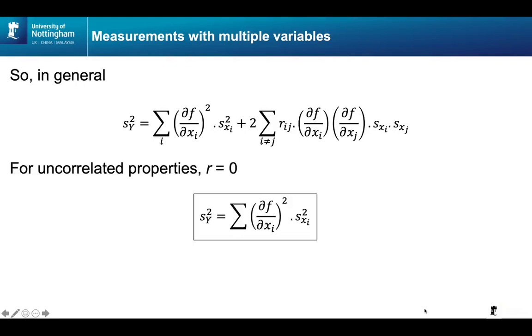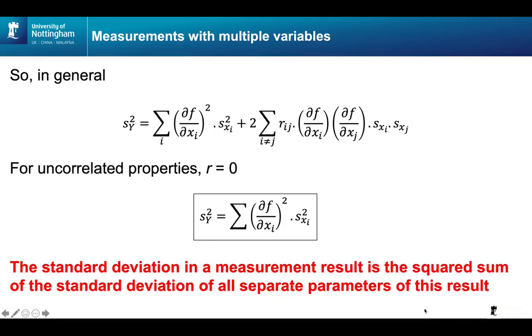If we can assume that the properties are uncorrelated, and remember that we said because we were measuring mass and diameter separately as separate measurements, then those terms must be uncorrelated, that one doesn't affect the other one. So we can say that r equals 0 in our particular case. In that case, the standard deviations squared are just the sum of squares. So the standard deviation in a measurement result is the squared sum of the standard deviations of all the separate parameters of this result.